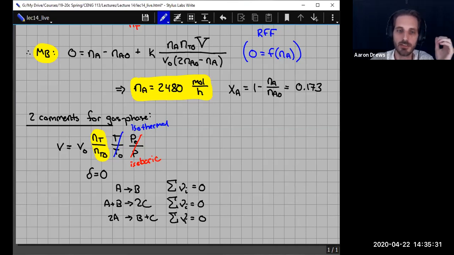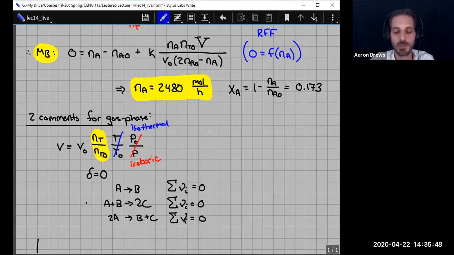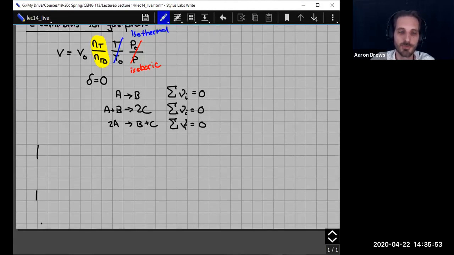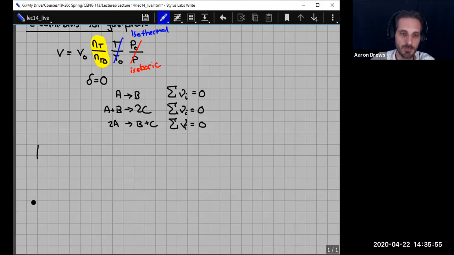In those cases, V will be equal to V0, but only if it's isothermal, isobaric, and delta is equal to zero. That's a pretty narrow range of conditions where that can happen, but it can happen. There's nothing stopping the inlet volumetric flow rate from being equal to the outlet volumetric flow rate. It just requires a fairly restrictive set of conditions, which is reactions like that. So you can always estimate that.